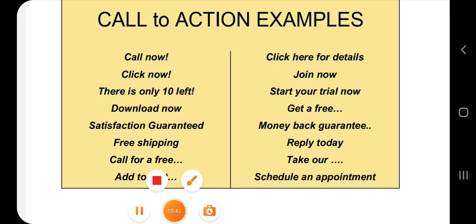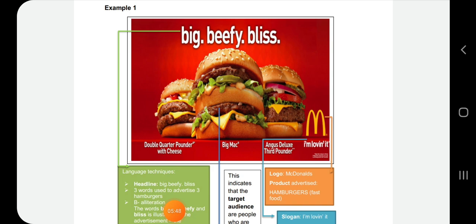Now we're going to look at some examples. Okay, let's look at this example. This is a McDonald's ad. Let's see, a big beefy bliss. That's a catchy headline. And then it says the Double Quarter Pounder with Cheese, the Big Mac, and the Angus Deluxe Third Pounder. And then it says I'm loving it. And there's a logo there.